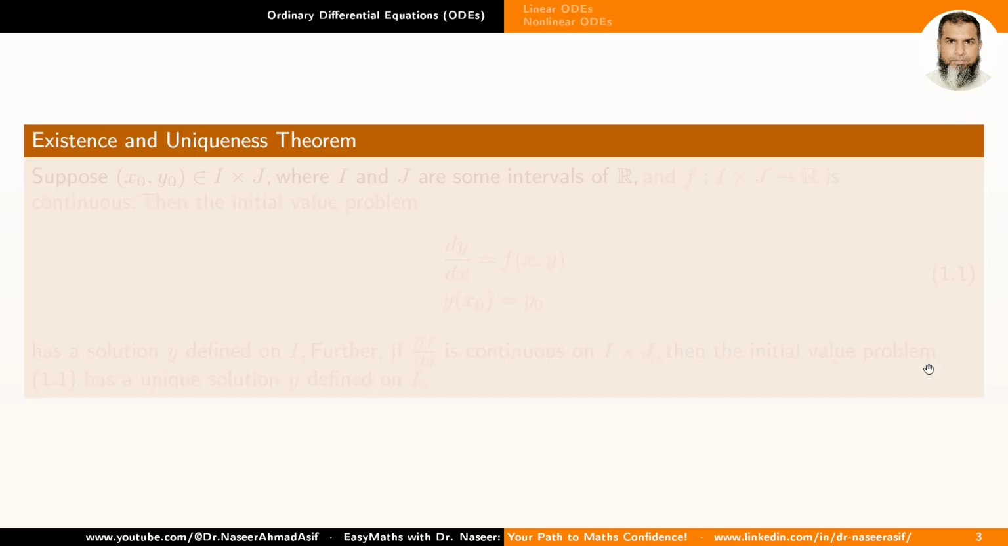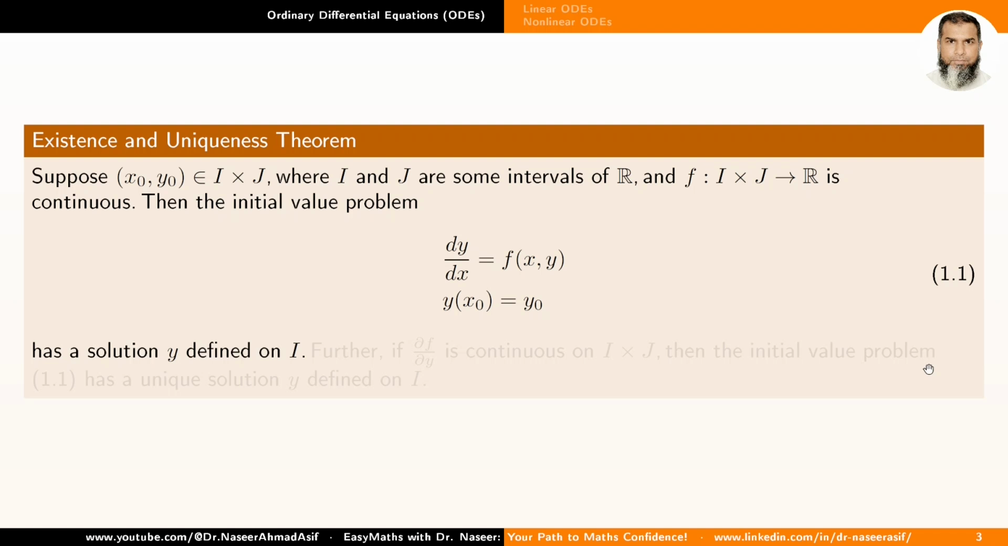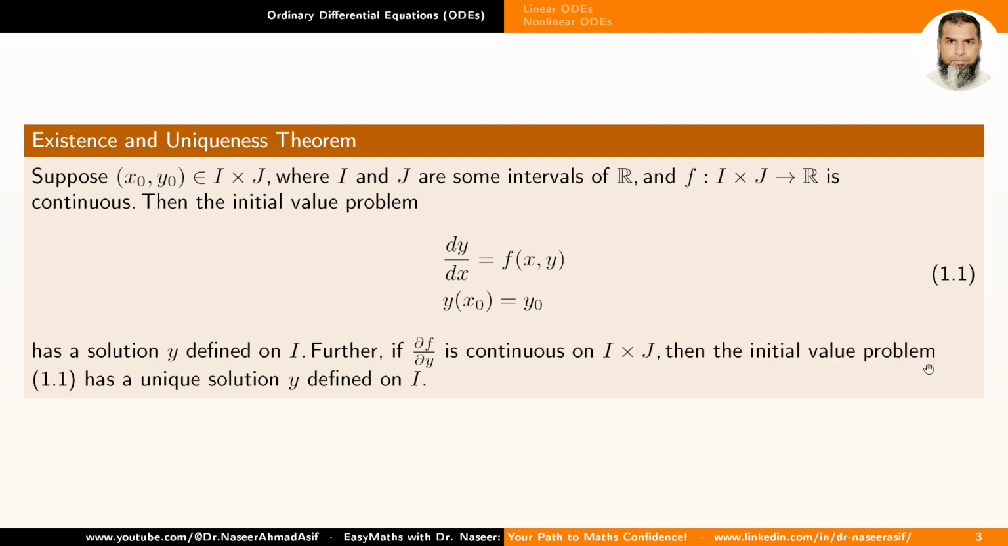Existence and uniqueness theorem. Suppose (x0, y0) belongs to I cross J, where I and J are some intervals of R, and f from I cross J to R is continuous. Then the initial value problem dy/dx = f(x, y), y(x0) = y0 has a solution y defined on I. Further, if partial f/partial y is continuous on I cross J, then the initial value problem 1.1 has a unique solution y defined on I.